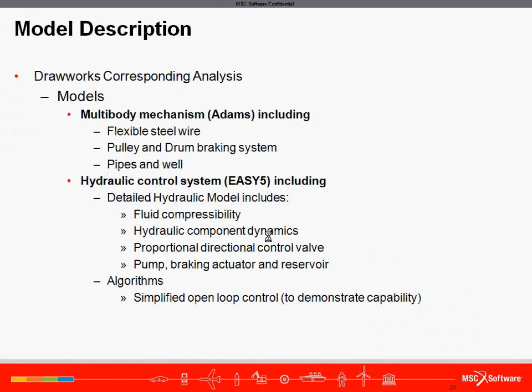The complete process of running pipe down the hole can be modeled with a combination of a multi-body dynamics tool, in this case Adams, and a control system tool, in this case EZ5. The Adams model includes such attributes as a flexible steel wire, the pulley and drum braking system, and the pipes going down the hole, and the derrick itself. The EZ5 model includes the hydraulic system, which takes into account fluid compressibility, component dynamics, and it also includes a proportional directional control valve, a pump, an actuator, and a reservoir. The EZ5 model also includes a simplified open-loop control algorithm. While it's simplistic, it nonetheless demonstrates the capability of EZ5 in evaluating more extensive algorithms.